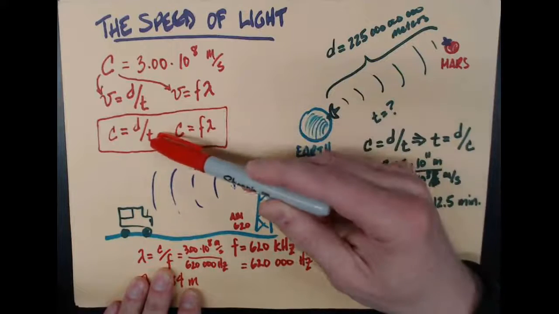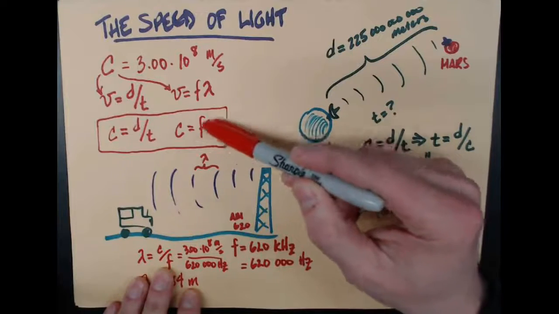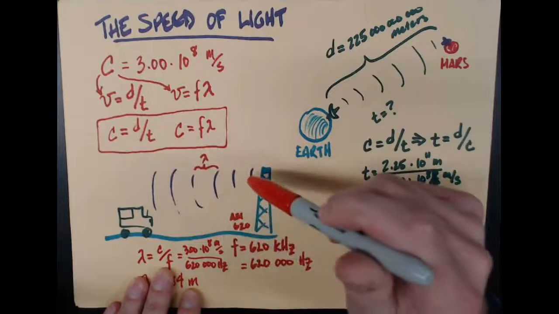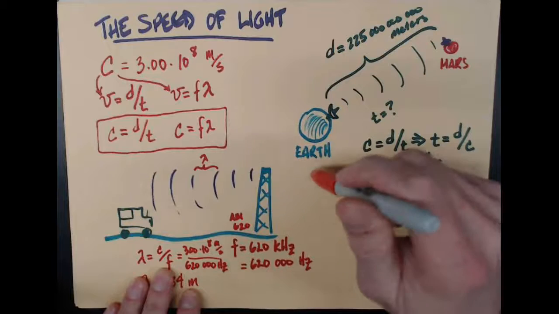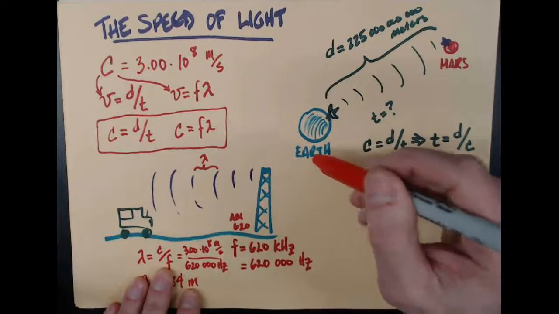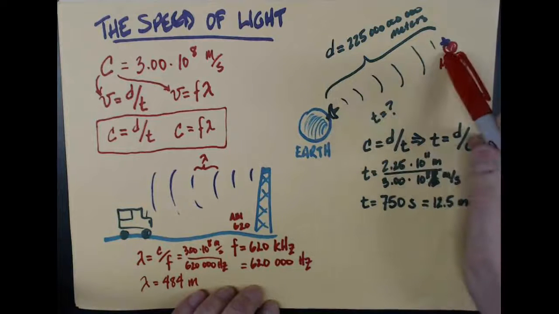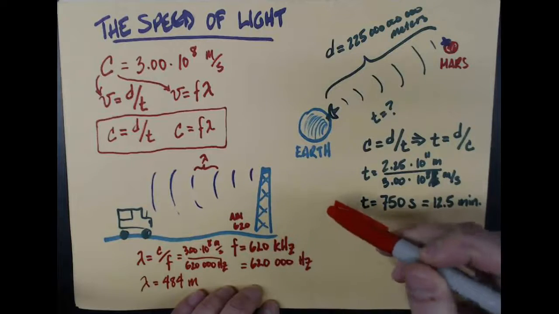Sometimes people mix up frequency and time, but it's less likely. So more likely is that you might mix up the wavelength and the distance. But remember, distance is how far something is away, and the wavelength is the distance between two successive crests. So again, hopefully this example shows you what I'm talking about using the distance, and this one shows you what I'm talking about using the wavelength.